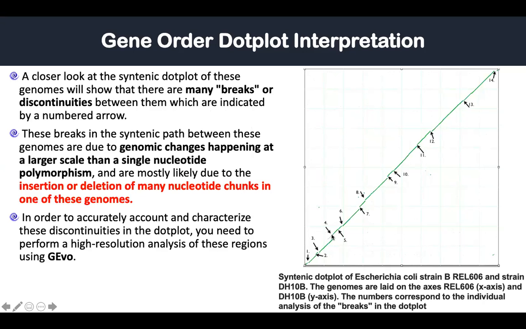And these are most likely due to insertions in one of the genomes, or deletions in the other genome, of many nucleotide chunks, right? So it's not just one or two bases, it's multiple nucleotide chunks that are either inserted in one or deleted in the other. That's when you see these breaks in the genome. So in order to accurately characterize what's exactly happening there, why there's a discontinuity in the dot plot, you need to perform a higher resolution analysis of these regions.